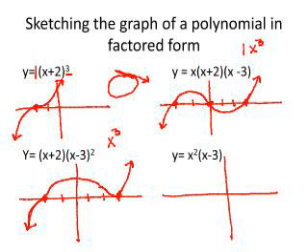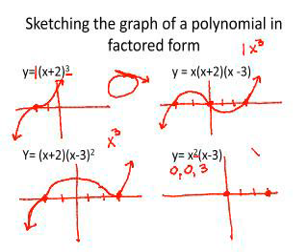On this last one, my zeros are 0 and positive 3. Because the x is squared, I have a repeated zero at 0, and then I just have a single zero at 3. So a repeated zero, or we say it has multiplicity 2 at 0. At that point, the curve is going to be tangent to the x-axis.